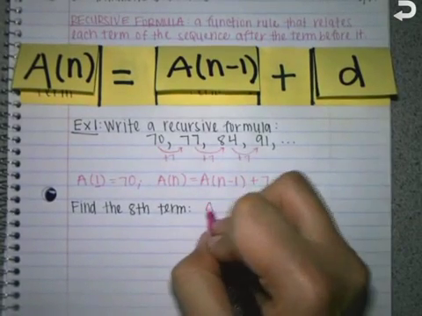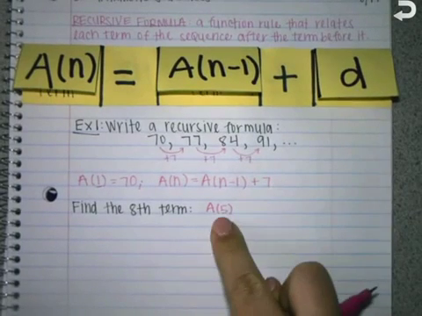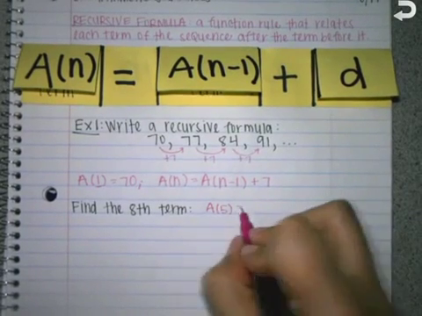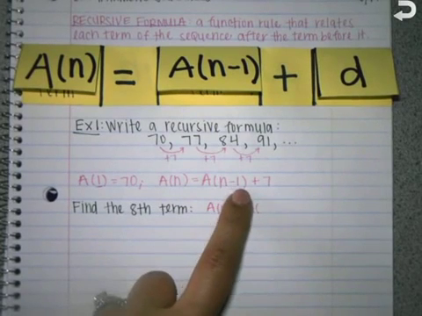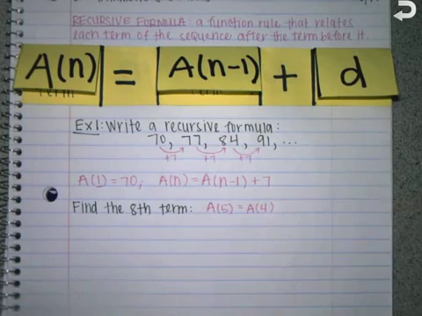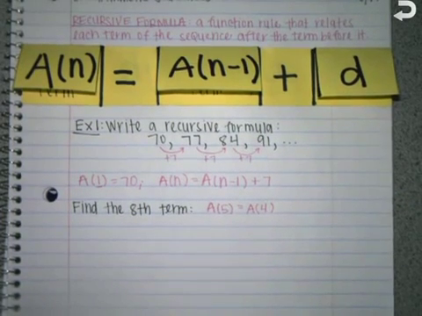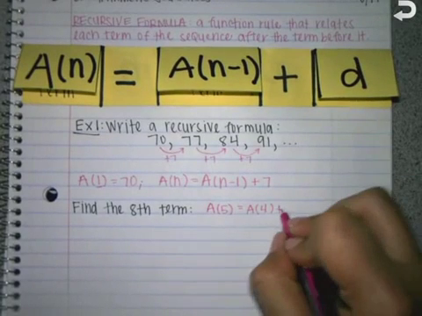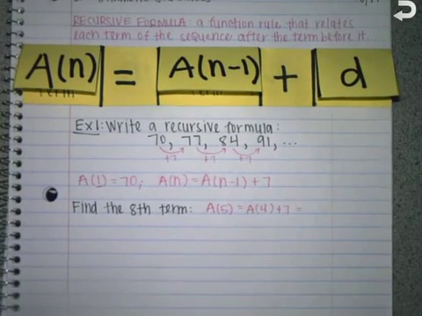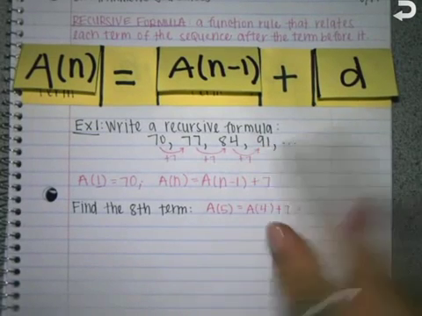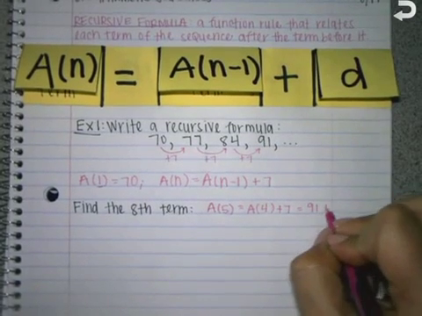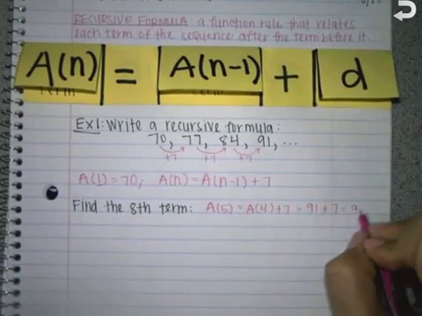So A of 5, the 5th term, is equal to, and I want you to show all of this work, A of 5 minus 1. What's 5 minus 1? 4. So you can just write it as A of 4. If you want to put A of 5 minus 1, that's even better. Plus 7. What's A of 4? A of 4 is 91. So that's 91 plus 7, which is 98. So the 5th term is 98.